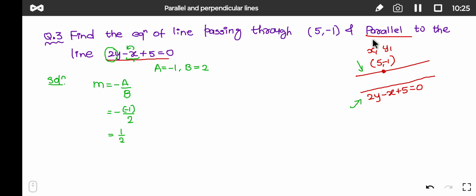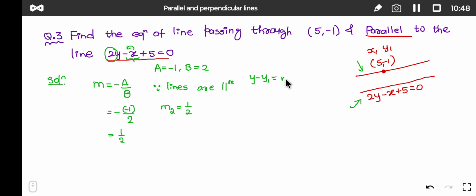Since it is given that our line is parallel, we know the result. Since lines are parallel, then the slopes are equal. Therefore the slope of the second line, m2, is also nothing but 1 by 2. So now we can apply our equation of a straight line formula: y minus y1 is equal to m times x minus x1.